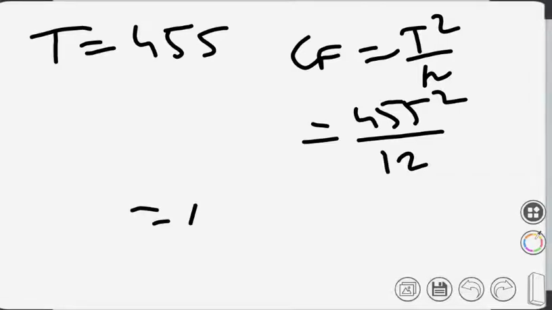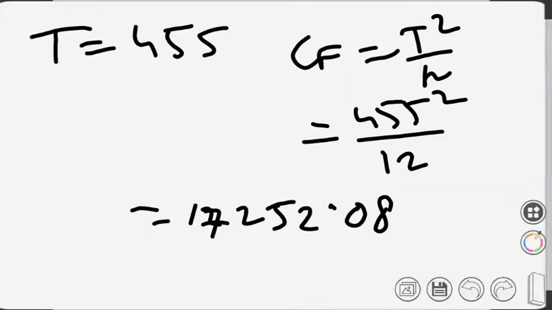17252.08. Fine, so that is CF. Then calculate SST. So SST is, each value has to be squared.